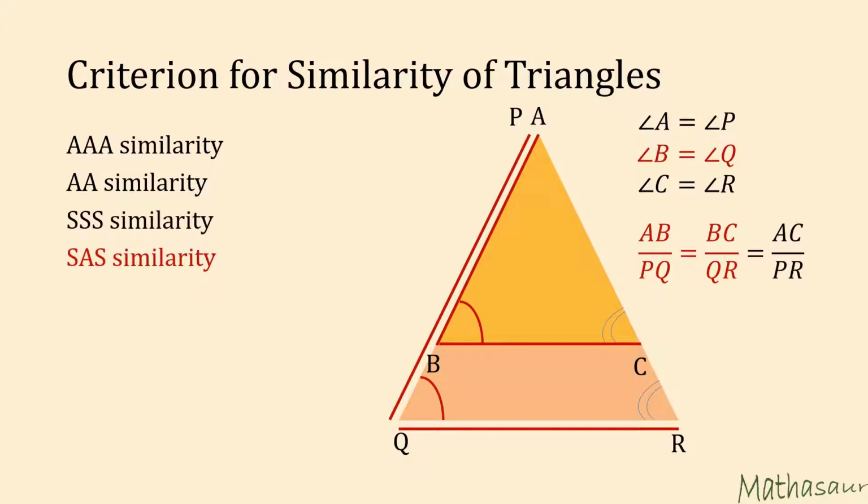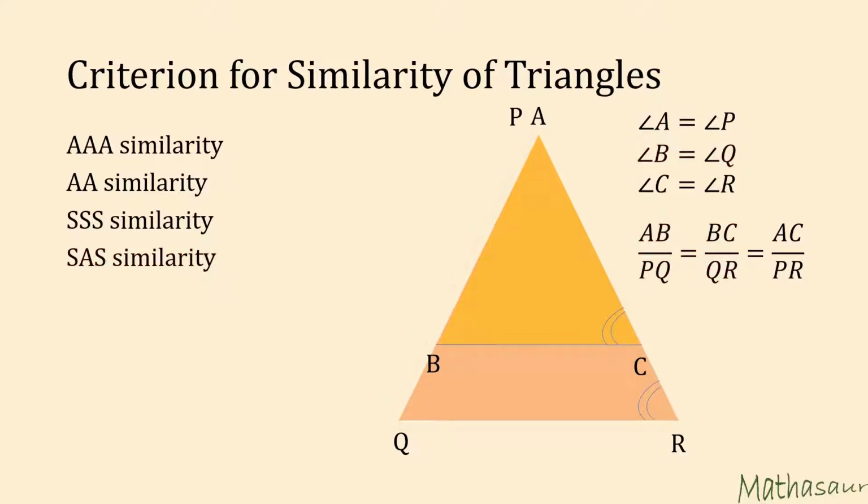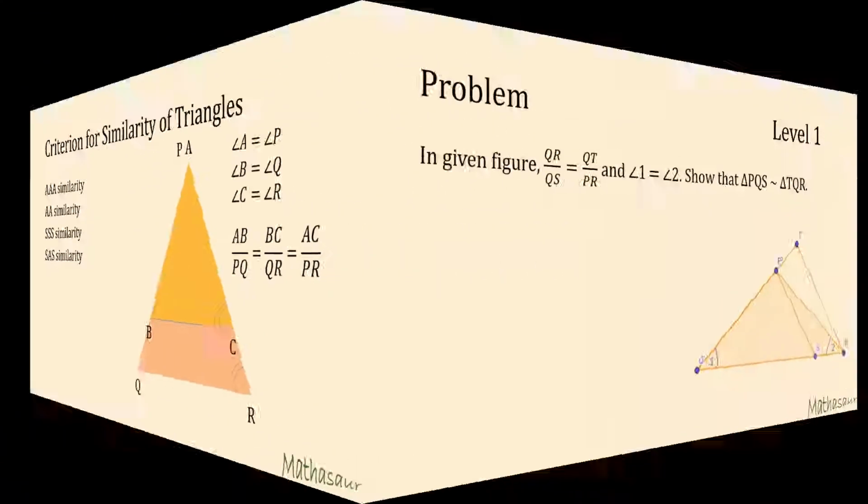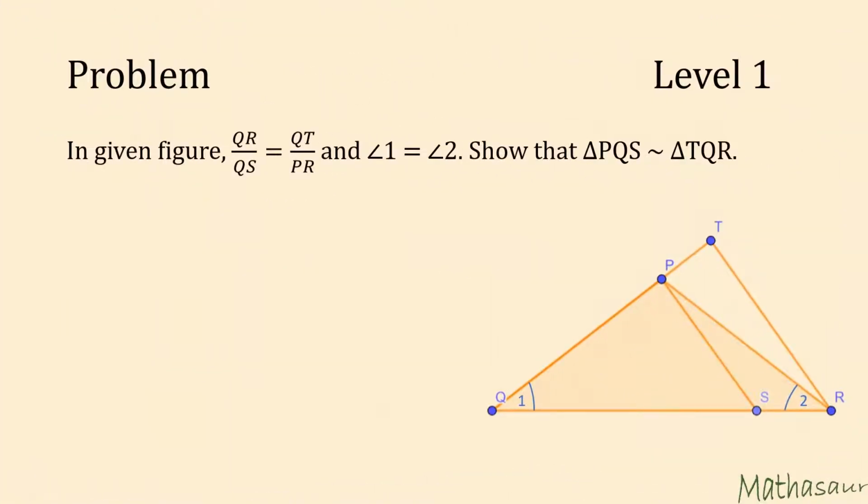So any two corresponding sides of the two triangles need to be in proportion, and the included angle needs to be equal. So there are 4 criterions for similarity of triangles. We could use any one of these to say that two triangles are similar. Let us look at a few problems.